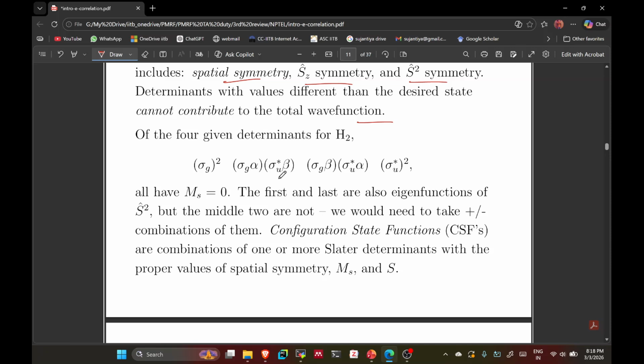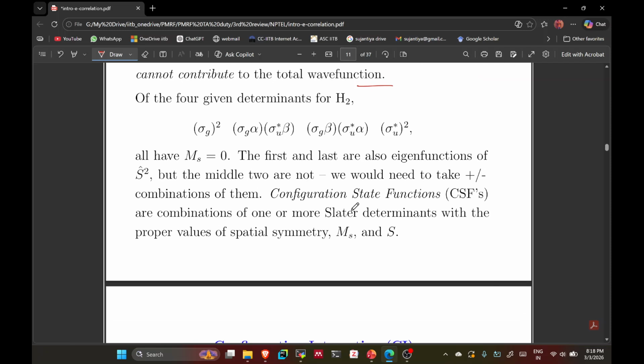That is the part I'm leaving up to you. If you operate this S squared on these two determinants, you can see they are not eigenfunctions of the S squared operator, so you cannot take this determinant alone. In a way, you can take a combination of these two, which gives you a configuration state function, and you can incorporate that as one of the other configurations for the singlet sigma g plus.